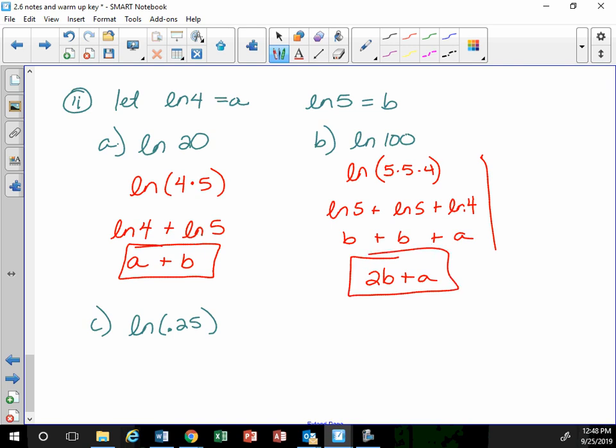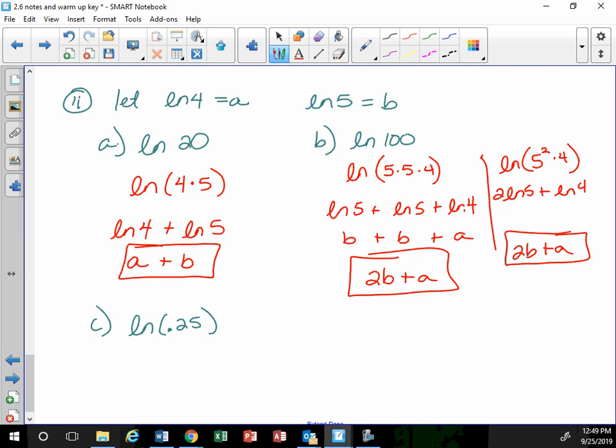Beautiful. The other way you could have thought of it, you could have thought of it as 5 squared times 4. Right? And then that's 2 times natural log of 5 plus natural log of 4. So that is 2b plus a. I don't care. They both work. Does that make sense? It's okay. Go get that. All right, so are we okay with B?